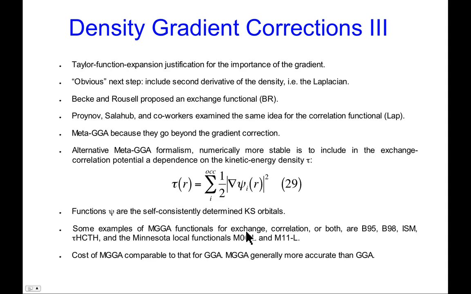Examples of meta-GGA functionals for exchange or correlation or both include the Becke 95 functional, a Becke 98 functional, tau-HCTH, so that's Hamprecht, Cohen, Tozer, and Handy, and the Minnesota local functionals, M06-L, so M for Minnesota, developed in 2006, L for local. We'll say more in the next series of lectures about the distinction between local and non-local, but everything we've talked about till now has been local, and these two functionals from Don Truhlar's group at Minnesota are enjoying considerable success in the literature right now. The cost of the meta-GGA functionals is comparable to that for the GGA, and in general they are more accurate than GGA, and so most modern calculations are employing meta-GGA functionals.